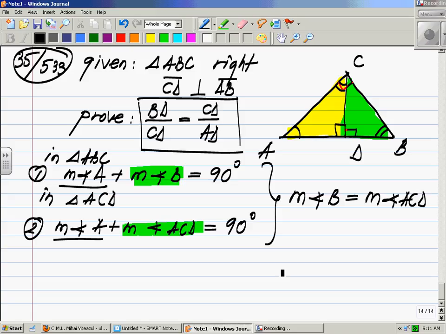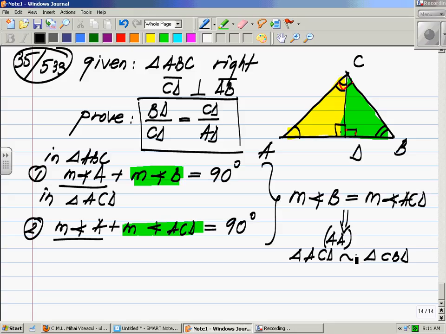Well, knowing that, what can you tell me about triangle ACD and triangle CBD? They will be in what relation? I have two angles, 90 and 90, and I have this angle and this angle congruent. By what case of similarity? By the angle case, the two triangles are similar.